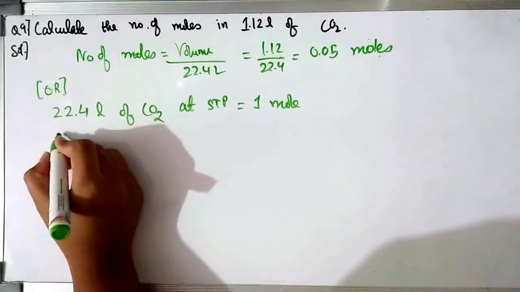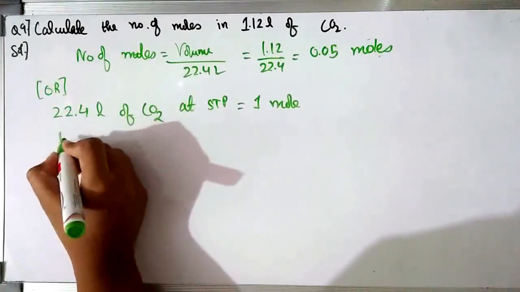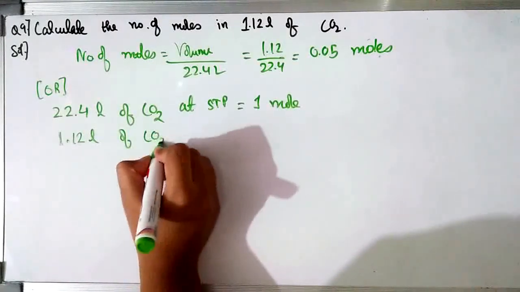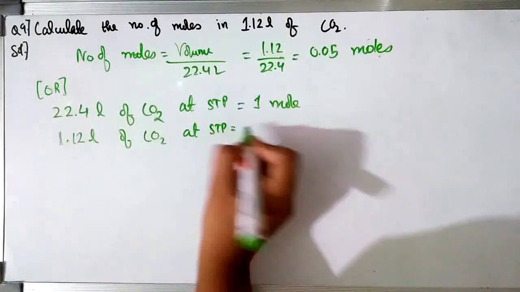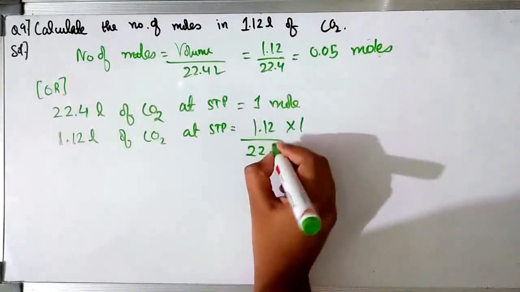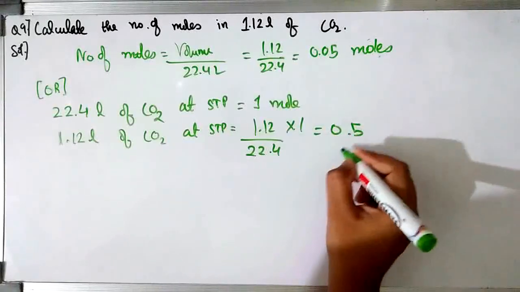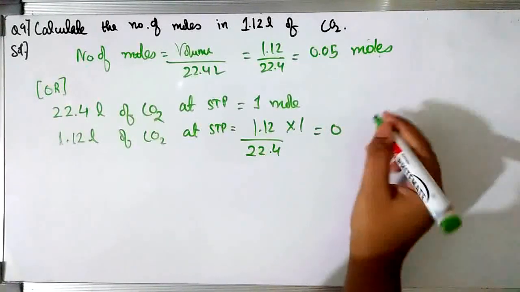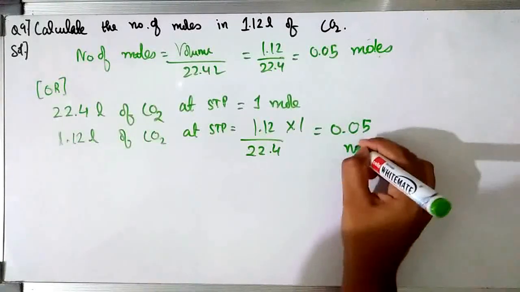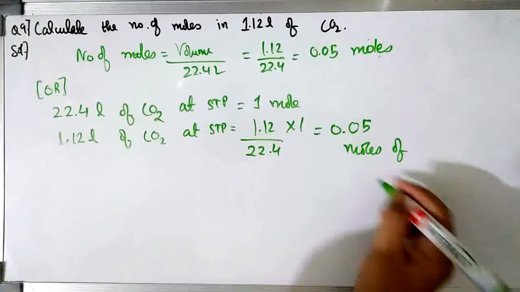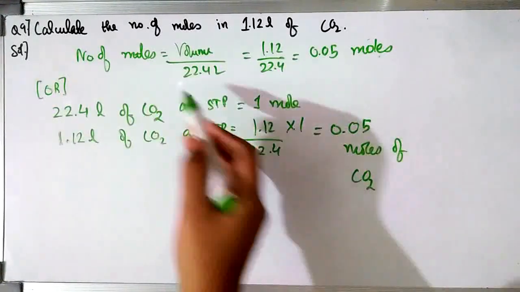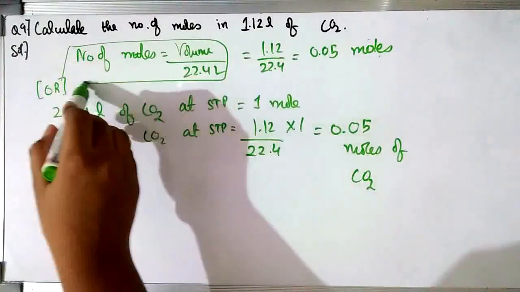So how many moles of carbon dioxide will we have for 1.12 liters at STP, that is standard temperature and pressure? That will be 1.12 into 1 divided by 22.4, which is nothing but 0.05 moles of carbon dioxide.